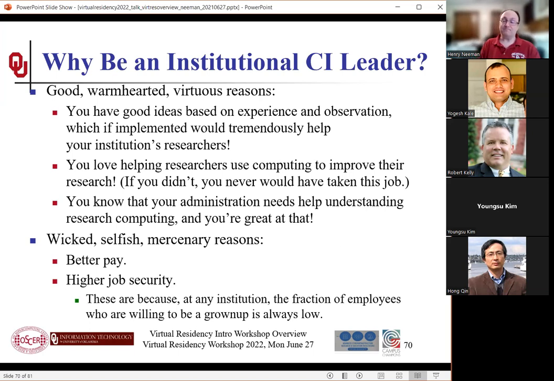Okay. Now, what are the wicked, selfish, mercenary, base reasons for being an institutional cyberinfrastructure leader? First of all, it pays better, right?